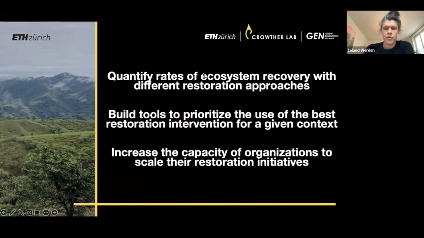And just briefly, our main foci so far are looking at the different rates of ecosystem recovery with different approaches, building tools to prioritize the use of best restoration tools for certain contexts, and then also doing a lot of capacity building workshops where we help organizations that need a bit of help designing things like nurseries to understand how they can scale their initiatives and then connect with other scientists and practitioners that are working in those areas.